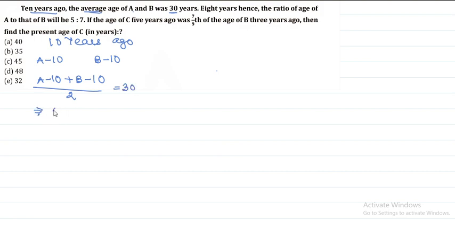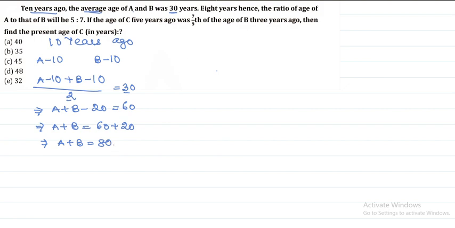So simplifying this, we have A plus B, now minus 10 gives us minus 20. And on the right we have 30 multiplied by 2, that gives us 60. So it is A plus B is equal to 60 plus 20. That is A plus B is equal to 80.